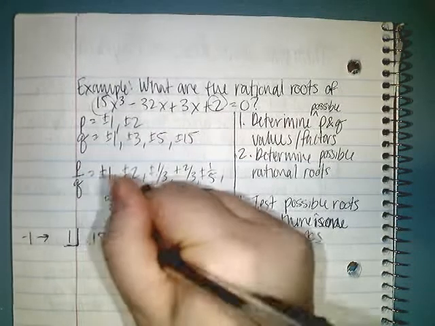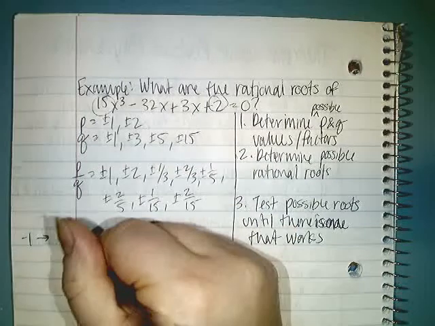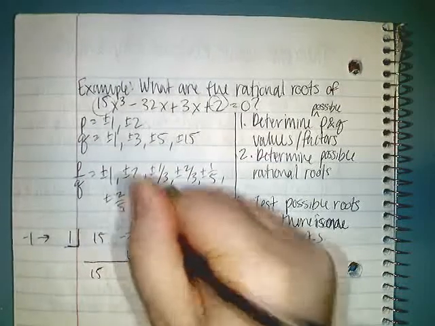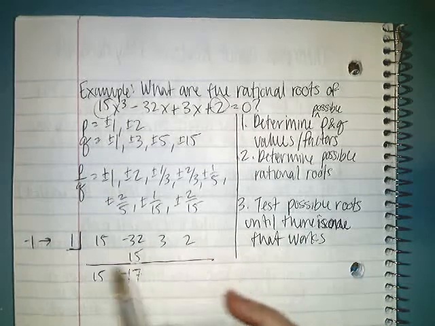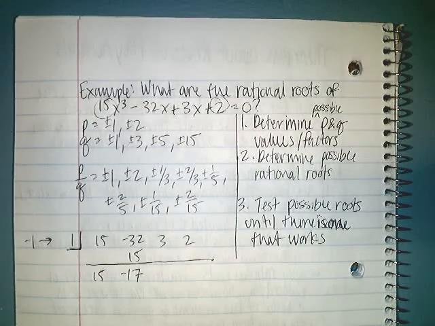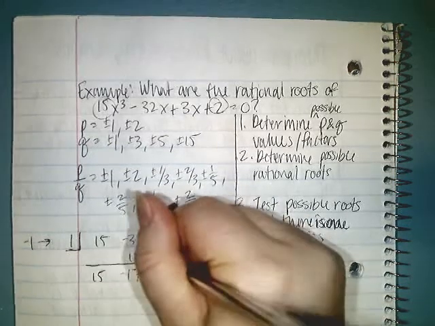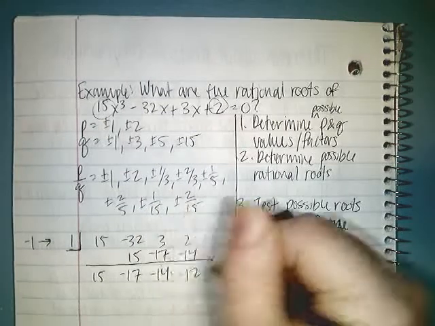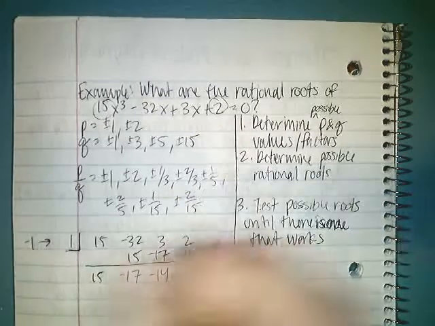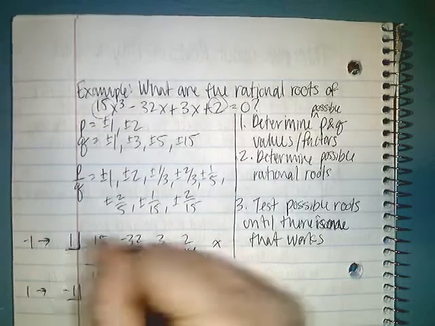So I'm going to do 15, -32, 3, 2. So I'm going to see if this one works. I'm doing synthetic division to see if -1 is a factor of this value. -14, -14, -12. So this one does not work. So then I'm going to try 1. So then I'll do -1.